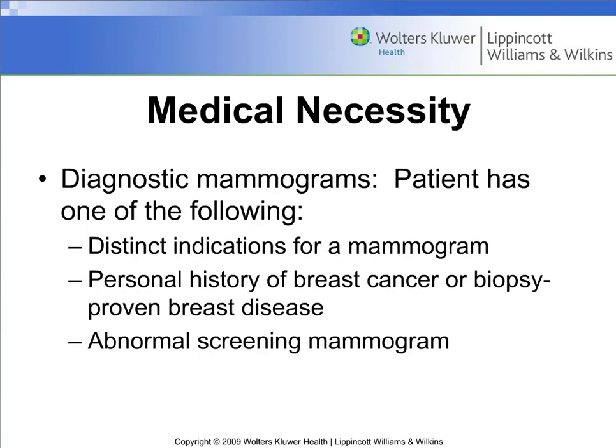Medical necessity for diagnostic mammograms: the patient has one of the following. Either there's a distinct indication for the mammogram, there's a personal history of breast cancer or biopsy-proven breast disease, or there's an abnormal screening mammogram.